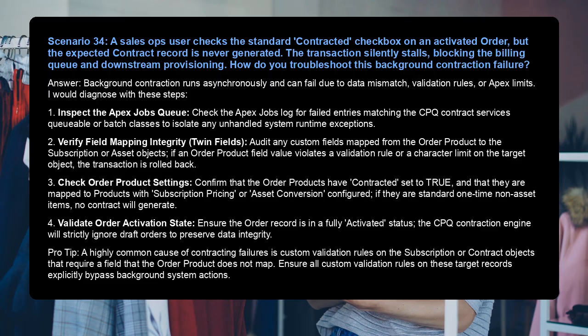Pro tip: a highly common cause of contracting failures is custom validation rules on the subscription or contract objects that require a field that the order product does not map. Ensure all custom validation rules on these target records explicitly bypass background system actions.